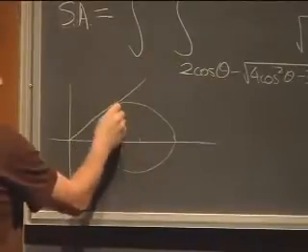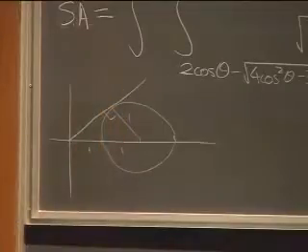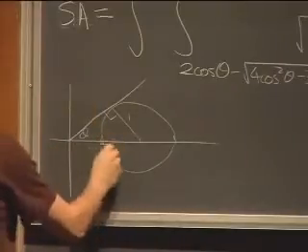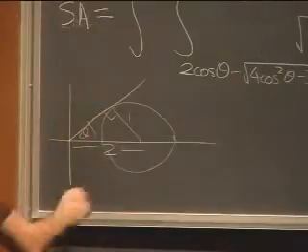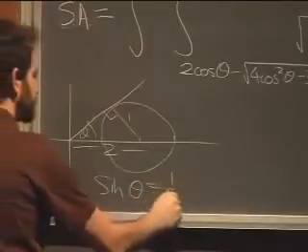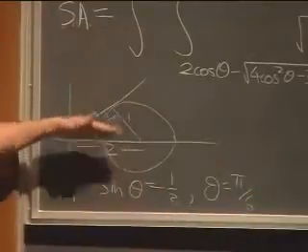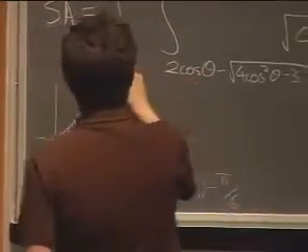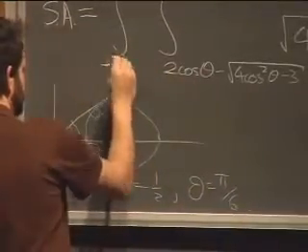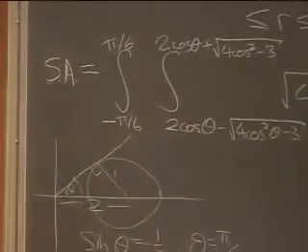This is 1, 1, 1, and this time it's a right angle. So here's our theta, and this is 2. So sine theta, at the very last place where it's relevant, sine theta is a half. So theta is pi over 6. And then by symmetry, this theta is minus pi over 6. And so this integral is going to go from minus pi over 6 to pi over 6. Okay, that was pretty hard.